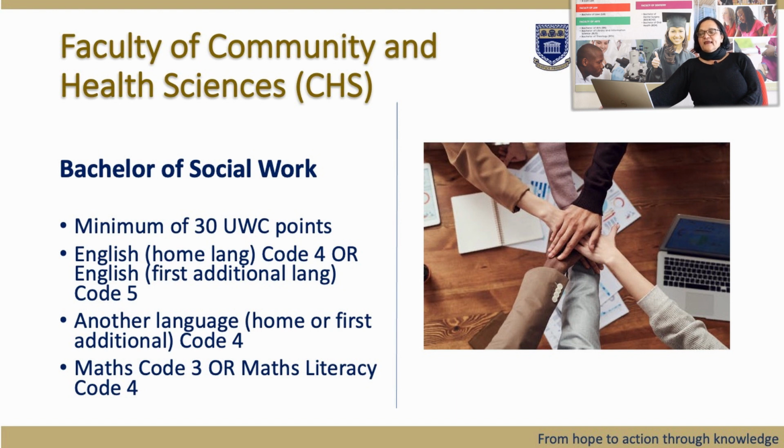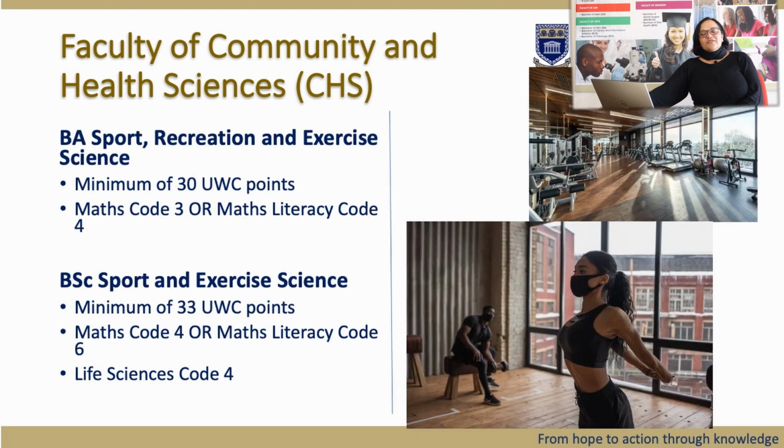Then we have the BA Sport, Recreation and Exercise Science degree. Minimum 30 points required. Maths Code 3 or Maths Literacy Code 4. Those are the minimum. Our next degree is the Bachelor of Science, Sport and Exercise Science. I want to point out here that in order to access that degree, besides these 2 factors listed here, you also need Life Sciences, minimum Code 4.